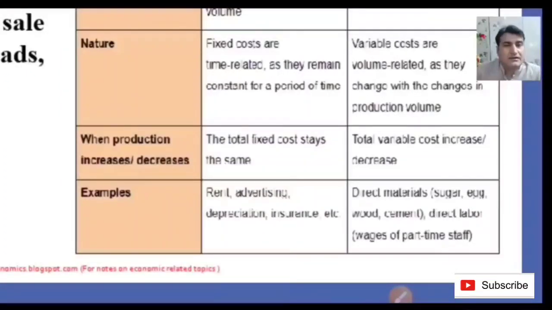Examples of fixed cost are the rent, depreciation, insurance and the salaries of permanent employees, whereas examples of variable cost include the raw material, sugar, egg, and the direct labor, wages of part-time staff.